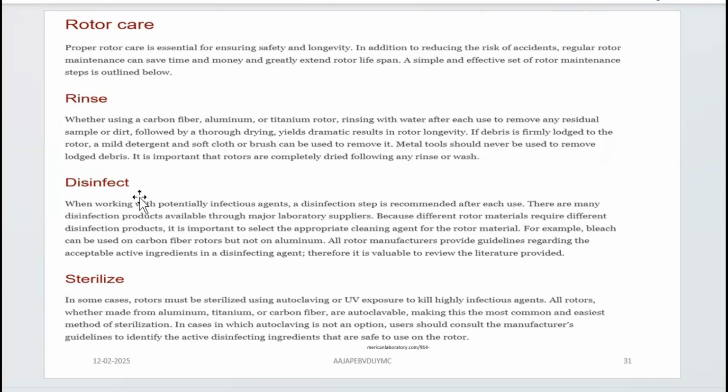Because you are centrifuging different types of cell suspensions, etc. So to avoid infection or contamination of the material, you have to disinfect these. Of course, certain times you can go for sterilizing it. So rotors can be sterilized using autoclaving or UV exposure to kill the infectious agents. And of course, in rotor care, one more thing is that you should assure that the rotor is properly fixed in the centrifuge. Now, last but not the least, we have to talk about one factor, that is the K factor, right?